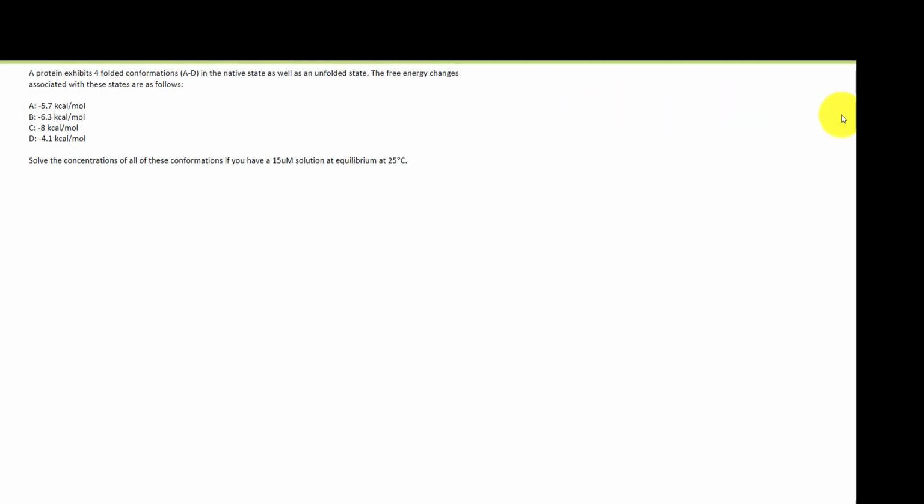Hi folks, today we're going to talk a little about solving the concentrations of proteins in different conformations in the native state. This question is asking us to solve the concentrations of 4 different folded conformations in the native state, given their free energies, in a 15 micromolar solution at 25 Celsius. You can notice that a lot of these have different free energies. C is going to be the most stable.